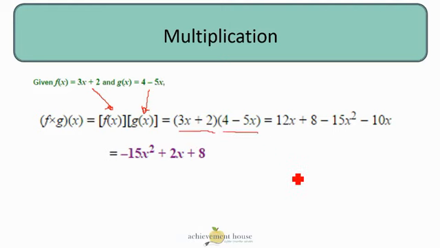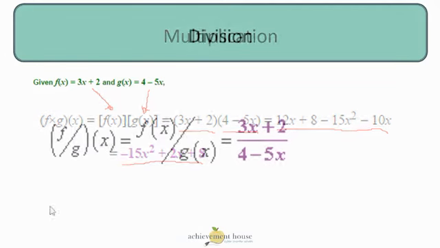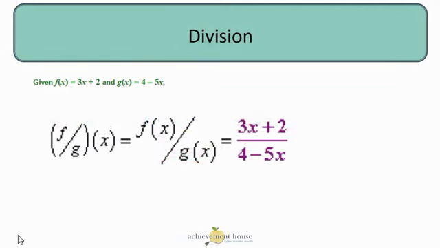Multiply those two binomials together, and you get 12x plus 8 minus 15x squared minus 10x. Combine all like terms and put in descending order of exponents. Negative 15x squared plus 2x plus 8 is your final answer. And again, same process for function division. Wherever you see f of x, you're going to put what f of x equals. Wherever you see g of x, you're going to substitute with what g of x equals. And here, this cannot be simplified any further.